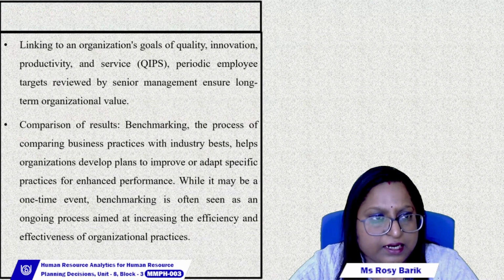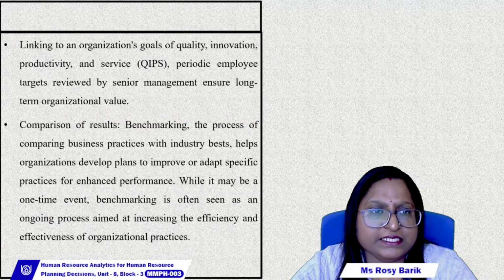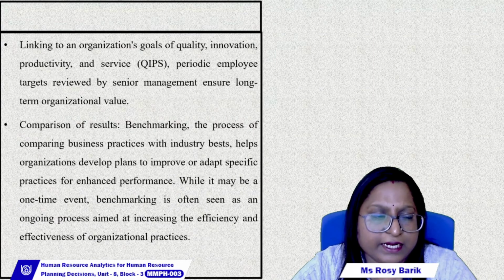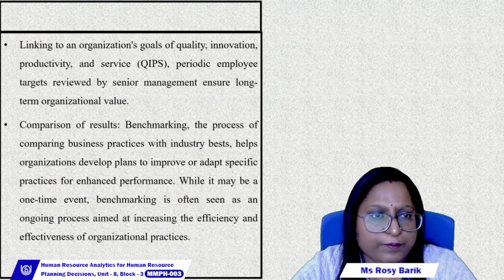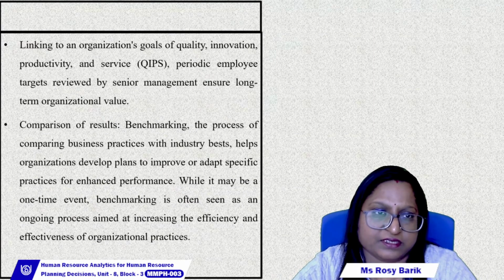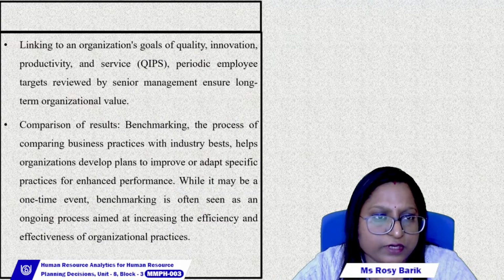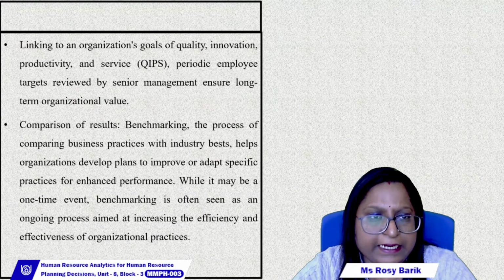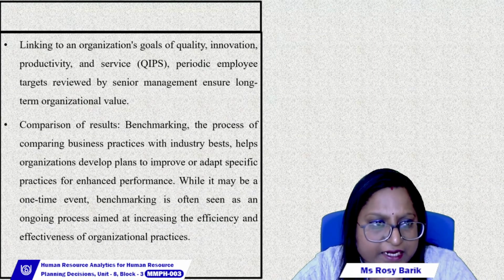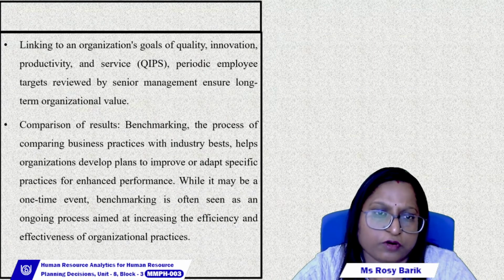And then linking to the organization's goals of quality, innovation, productivity, and services. Overall, it is known as QUIPS: quality, innovation, productivity, and services. Periodic employee targets reviewed by senior management ensure long-term organizational value.